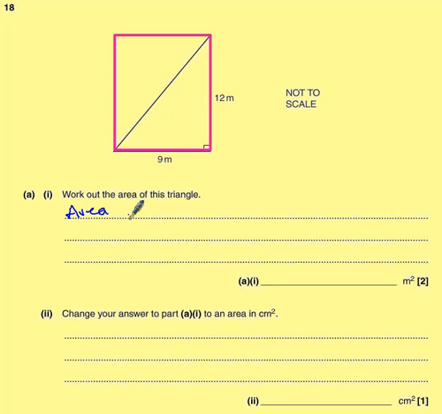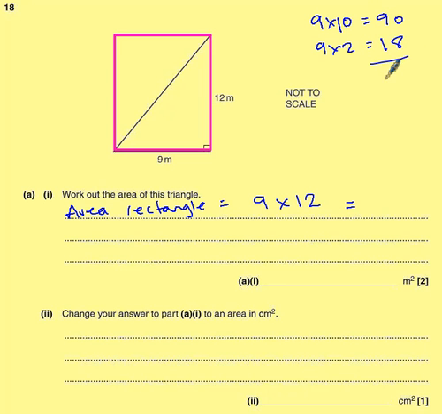So the area of the rectangle is equal to 9 times 12. 9 times 12, or 9 times 10 is 90. 9 times 2 is 18. So together 108. So 108 metres squared is the area of the rectangle.